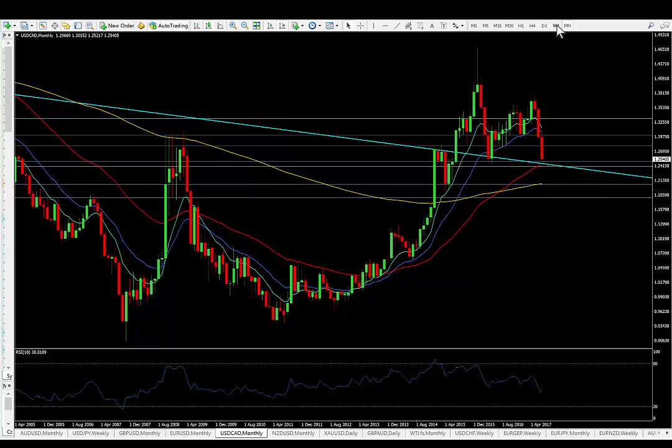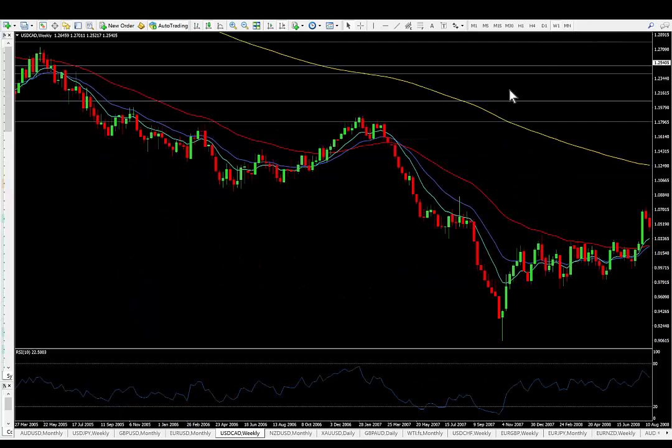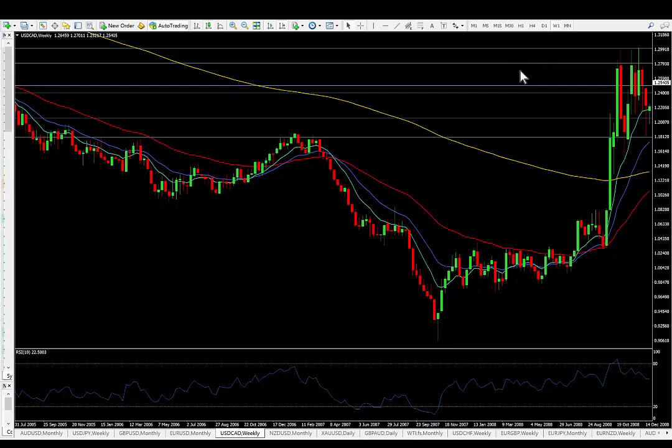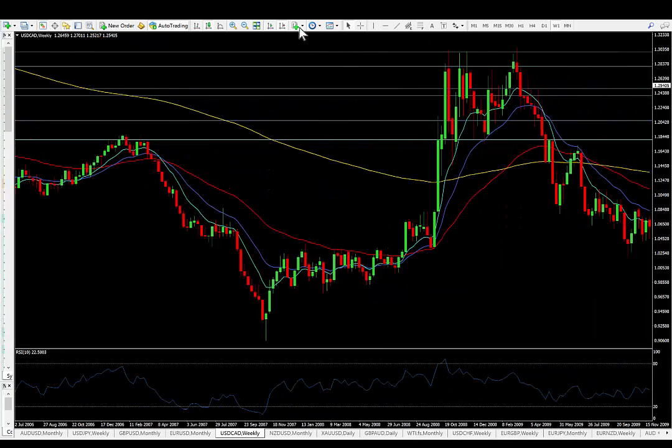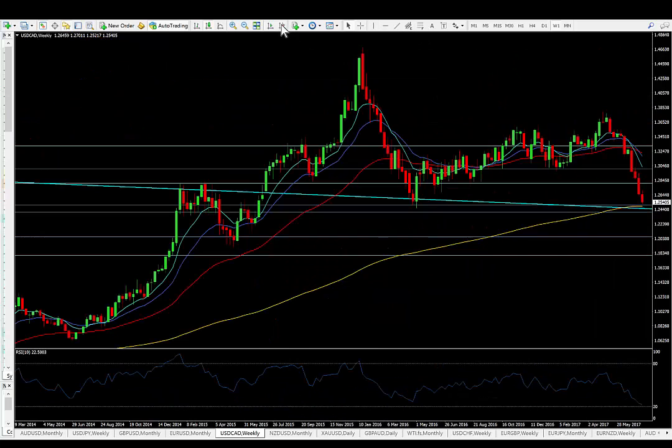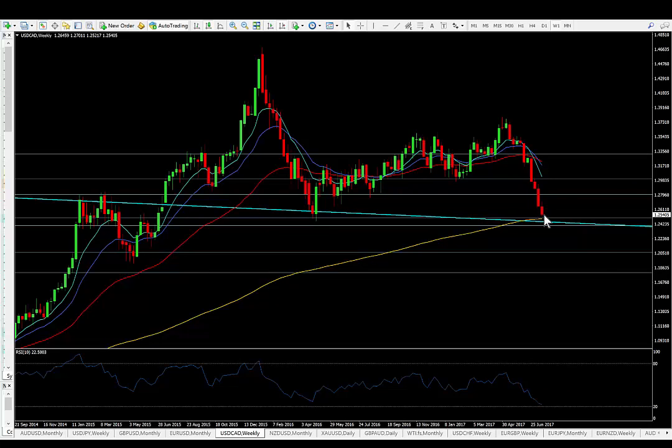So let's have a look at the weekly and get a little bit more of a look at that. Although we have been selling off quite deeply for some time, as you can see here on the weekly chart, we haven't had much in the way of pullbacks. At this stage there is a little bit of overextension, but when I show you what the daily looks like, you'll see that actually we're not that overextended.